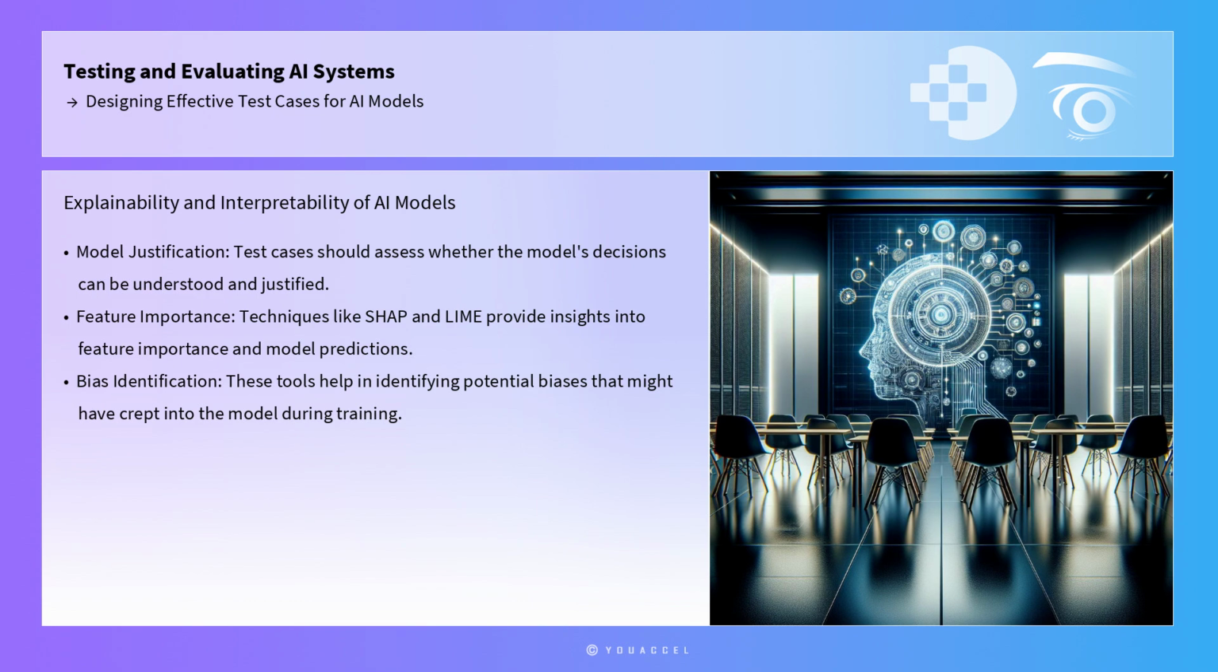Addressing the explainability and interpretability of AI models is another vital consideration. Test cases should assess whether the model's decisions can be understood and justified. Techniques like SHAP and LIME can be incorporated into test cases to provide insights into feature importance and model predictions. These tools not only help in validating the model's decisions, but also in identifying potential biases that might have crept into the model during training.